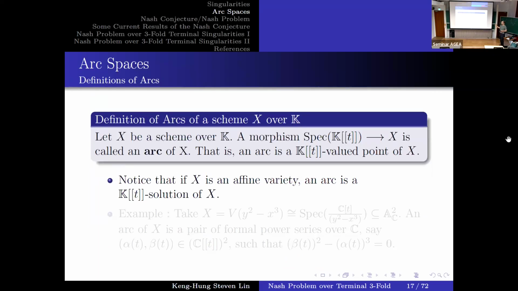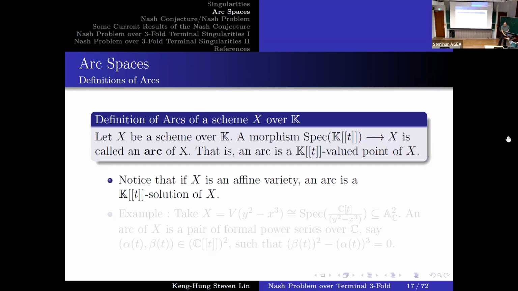This is for the affine case. If you know some scheme theoretical algebraic geometry, there's an alternative definition for arcs. Let X be a scheme over K. An arc is actually a morphism from spec of formal power series over K to X. This is called an arc.